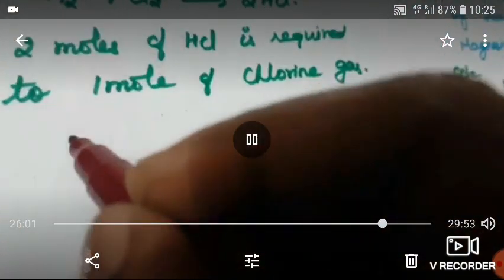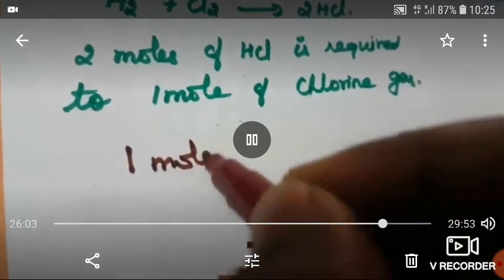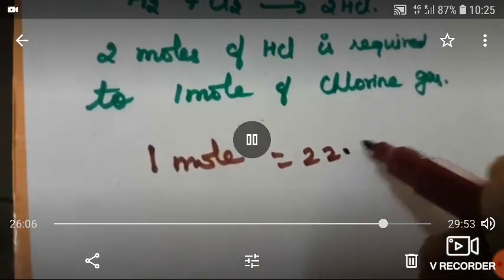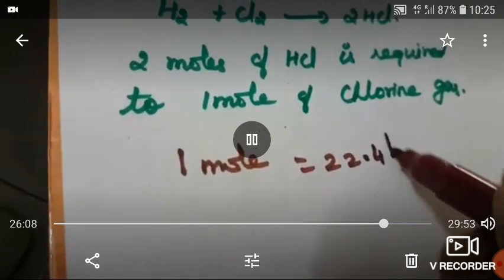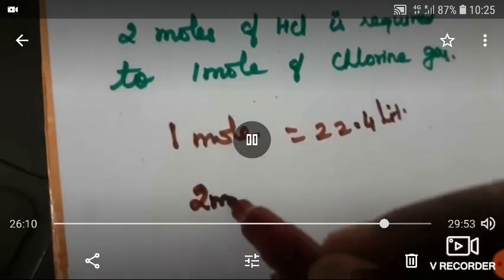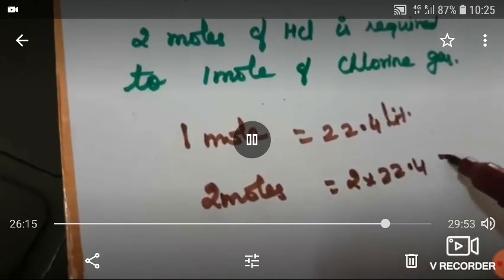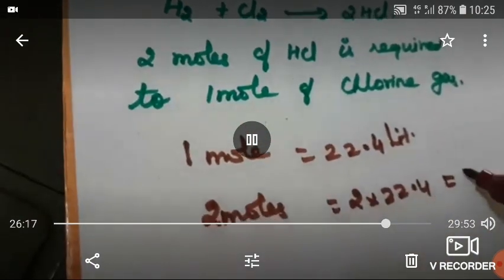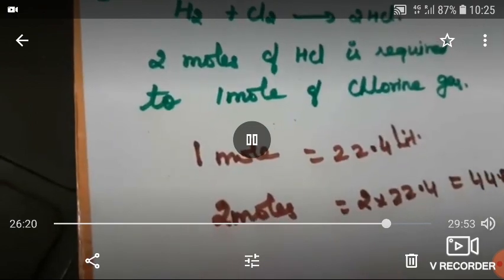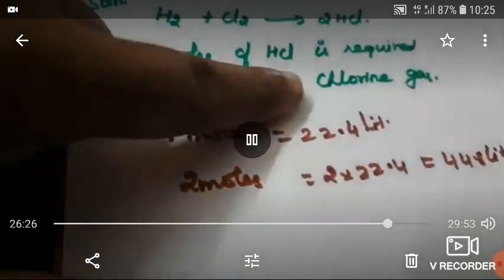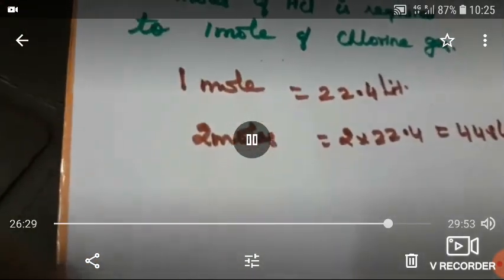So how to calculate? 1 mole is occupied by 22.4 liter. So 2 mole equals 2 multiplied by 22.4 liters, which equals 44.8 liter. So 2 mole of HCl occupies 44.8 liter, and 2 mole of HCl requires 1 mole of chlorine gas.